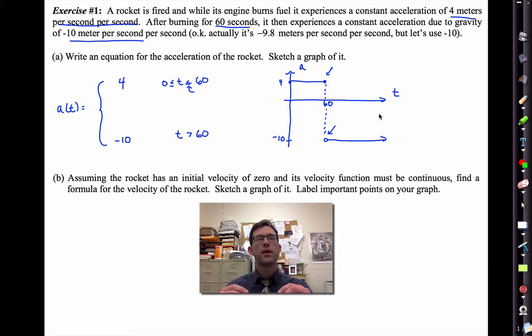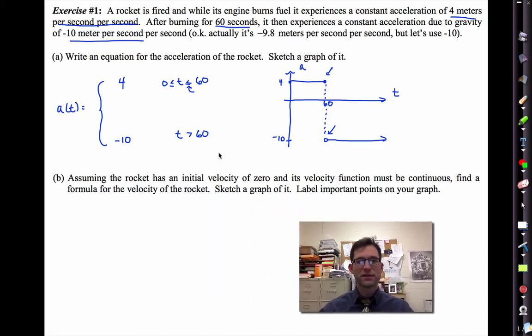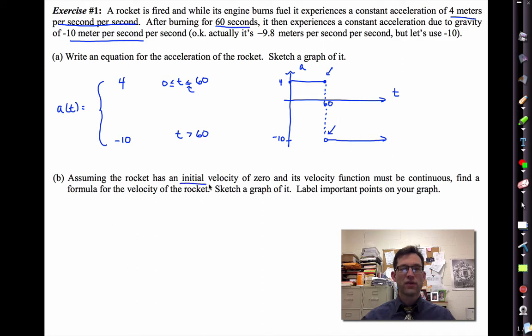All right, let's take a look at B. It says, assuming that the rocket has an initial velocity of 0, and its velocity function must be continuous, so let's underline those two. An initial velocity of 0, and its velocity function must be continuous. Then we need to find a piecewise formula for the velocity of the rocket, and then sketch a graph of it, labeling important points. We'll get to all of that. But right now I want you to pause the video. After the last lesson, you should be able to come up with the piecewise formula for the velocity. Pause the video now and then unpause it when you're ready to take a look at the solution.